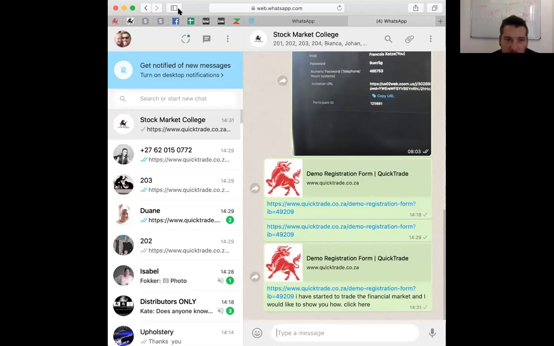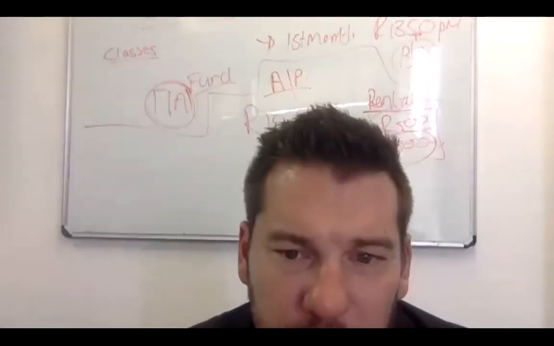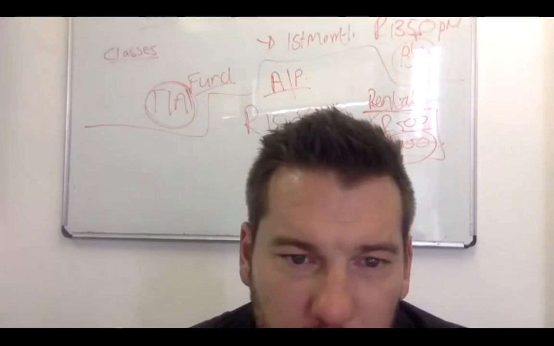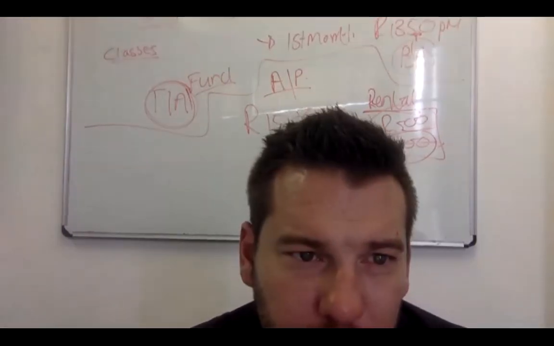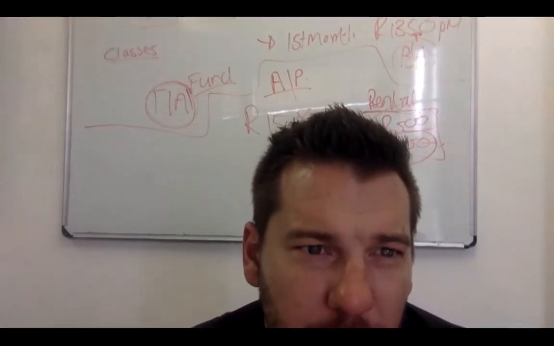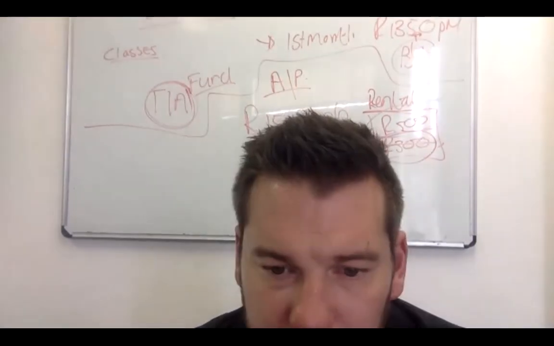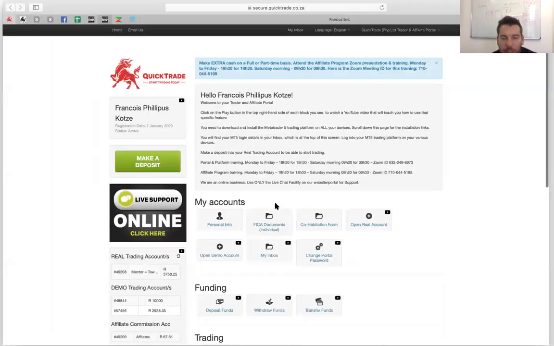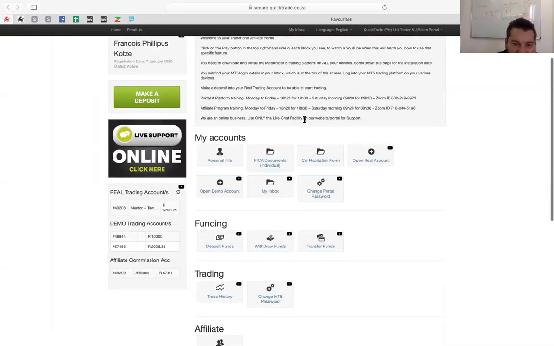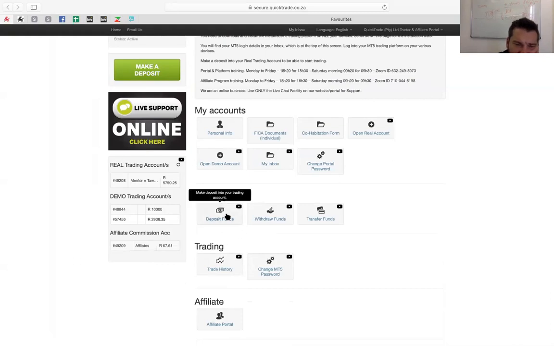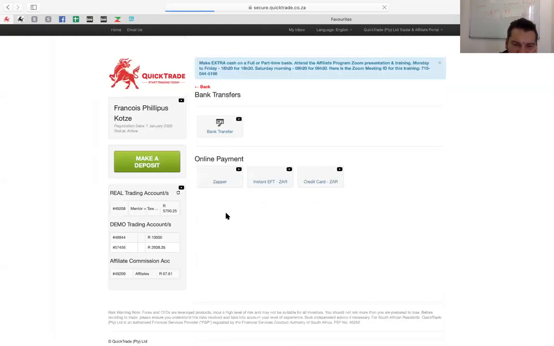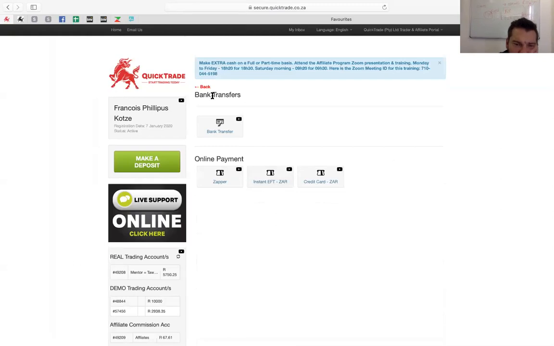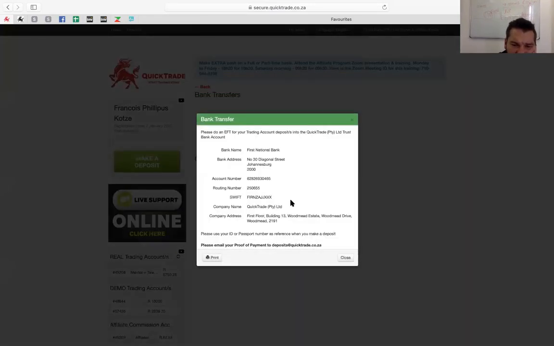Okay, so to get back to that question, I'm just going to go to my portal again. So if you are a client and you want to deposit or withdraw, if you want to deposit funds, you're going to click on deposit funds. You're obviously going to use a normal bank transfer. If it's a bank transfer, they're only going to give you the banking details for QuickTrade, and you're going to have to do it remotely from your banking app.